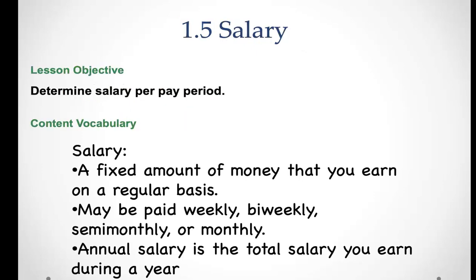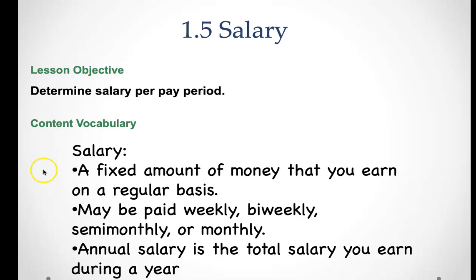Okay, so the objective is to determine your salary per pay period. So on your notes, you will say 1.5 salary notes, vocabulary salary. So salary is the fixed amount of money that you earn on a regular basis. So as you've told, salary is something where you get paid the same amount of money every 2 weeks, every month, every week, just depending on how you get paid, and it never changes. It's always the same amount.